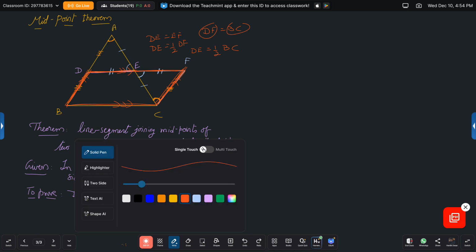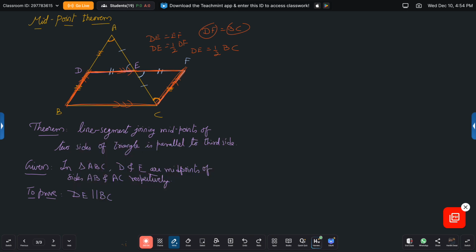Now actually the midpoint theorem says that the line segment joining midpoints of two sides of a triangle is parallel to the third side and is half of the third side. That is, in this case, we need to prove that DE is parallel to BC and DE is half of BC. This is what we have to prove.